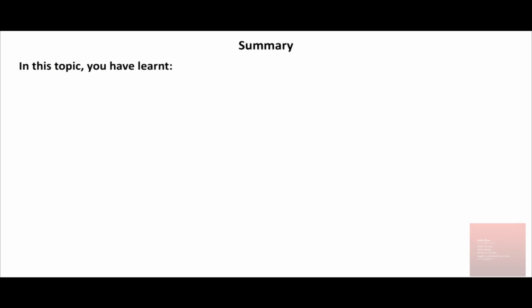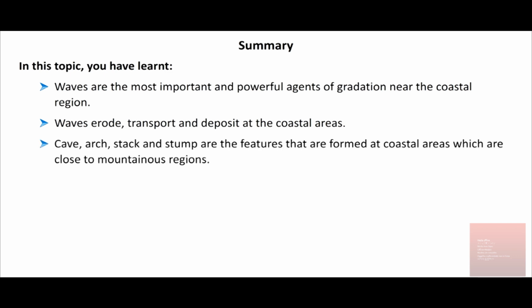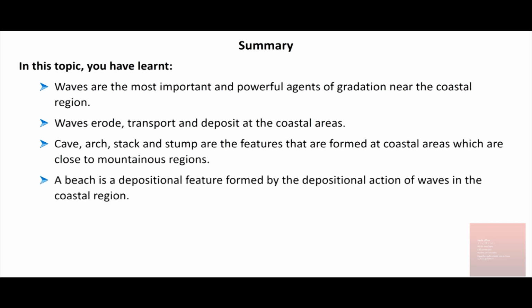In this topic you have learnt, waves are the most important and powerful agents of gradation near the coastal region. Waves erode, transport and deposit at the coastal areas. Cave, arch, stack and stump are the features that are formed at coastal areas which are close to mountainous regions. A beach is a depositional feature formed by the depositional action of waves in the coastal region.